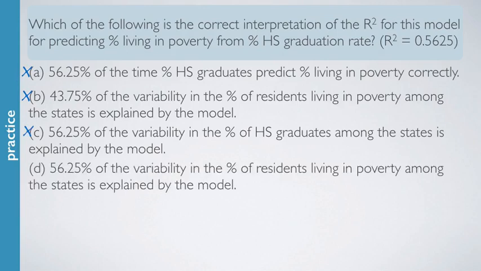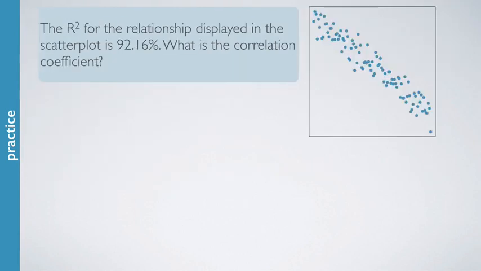D, 56.25% of the variability in the percentage of residents living in poverty among the states is explained by the model. This is indeed the correct interpretation of R-squared, the percentage of variability in the response variable explained by the model. Let's take a look at another example.